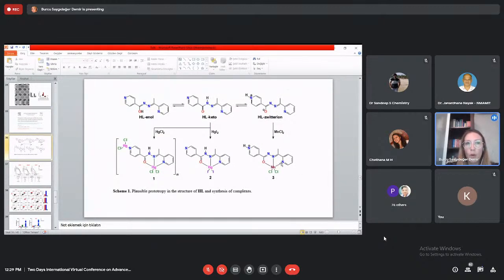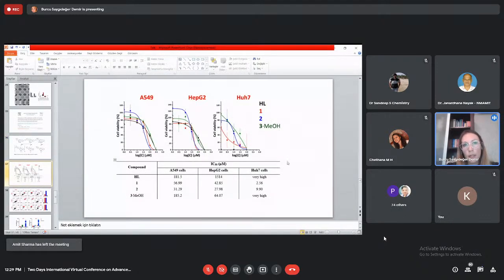After synthesis of the ligands and their metal complexes in Iran, the anti-cancer activity of the ligand and its three different metal complexes were evaluated. While the ligand was not active, different IC50 values were observed in the three different complexes. The most notable result was the selective anti-cancer activity of mercury complexes 1 and 2 in HUH7 cell lines.